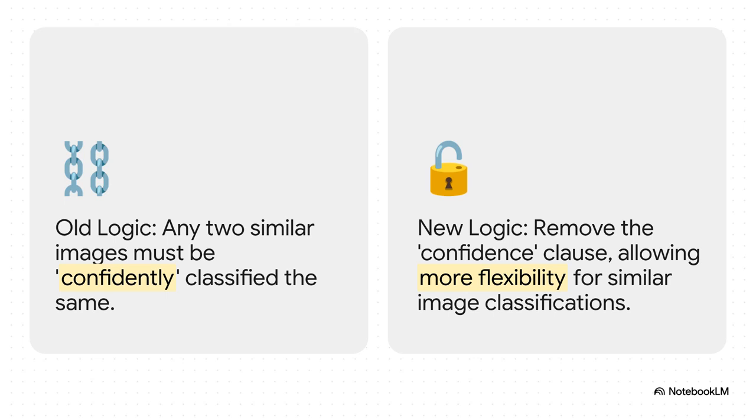See what we did there? We just took out that strict confidence requirement. It loosens the contract. Now the links in the chain are weaker. The AI doesn't have to classify them identically anymore. The chain that caused the total collapse, we've broken it.